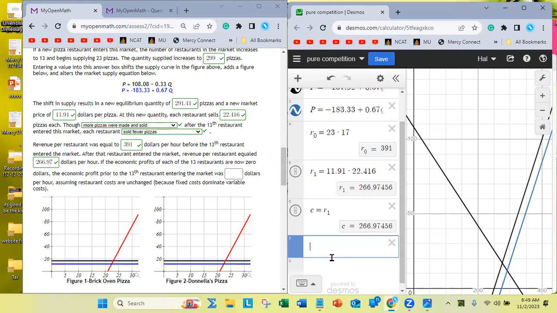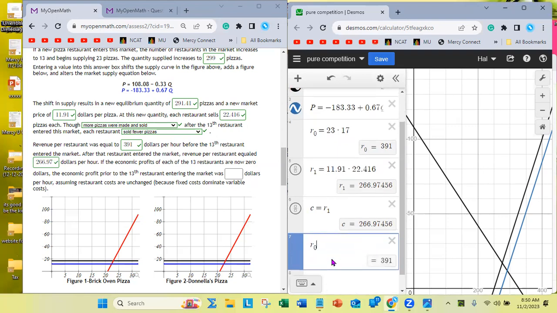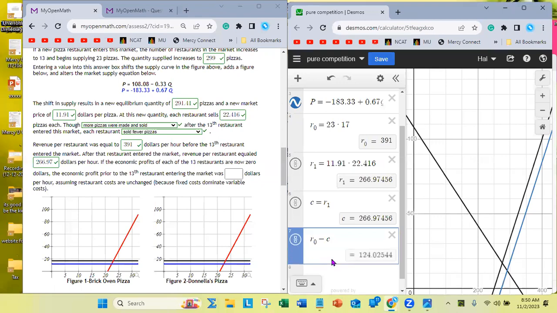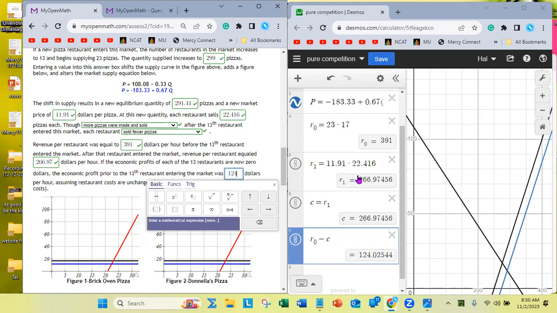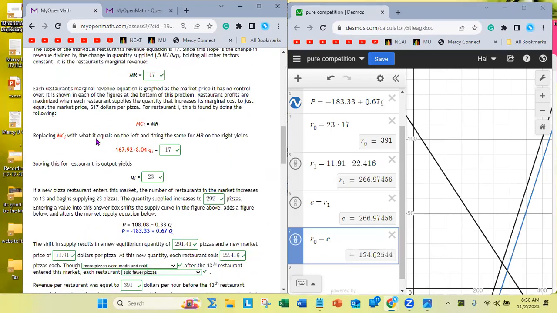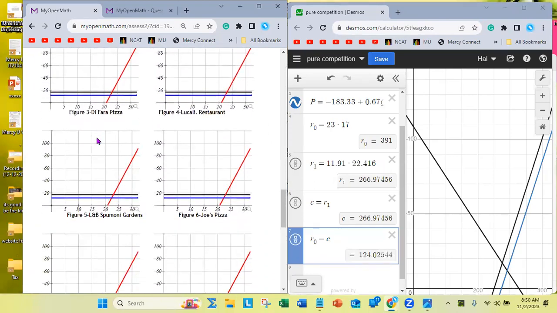So now all I'm going to do is take the revenue for each restaurant before the 13th restaurant entered the market. I'm going to subtract from it the cost. And so there was a profit to be made prior to a firm entering the market. This is why the 12 owners were driving around Lamborghinis, right? And that attracted the attention of this entrepreneur who opened up a 13th pizza restaurant.